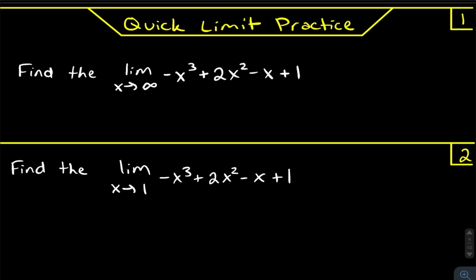Now that we have the notation done, let's move on to some quick limit practice. The first example that I have for you here is just an end behavior question. We're looking for the limit as x approaches infinity of this polynomial. This means as we go to infinity in the x direction, as we go this way, what happens to y? Does it go up, down? Does it go to infinity, negative infinity? Does it level off somewhere? Or what does it do?